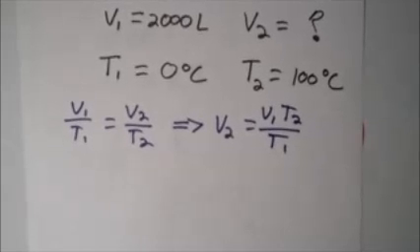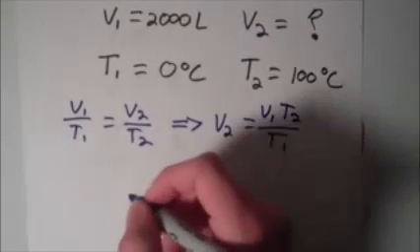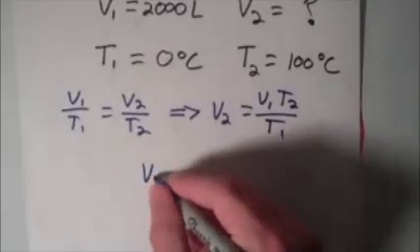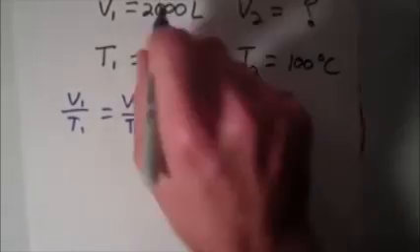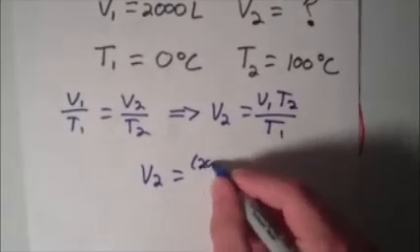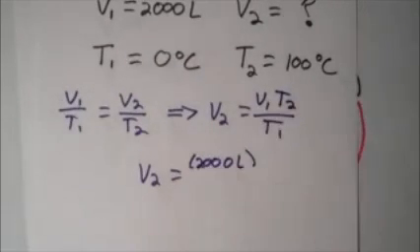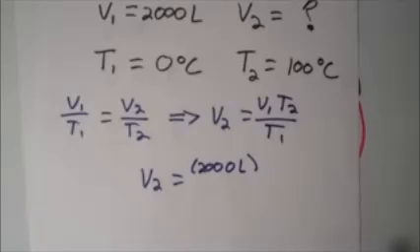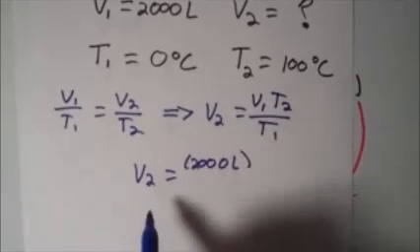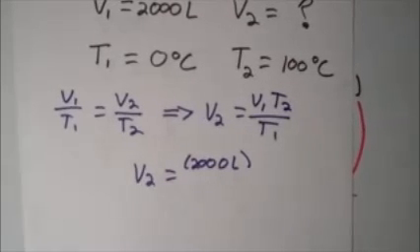So I'm just going to plug it in. V2 is equal to, let's see, V1, that's 2,000 liters. T2 is 0 degrees Celsius, but we can't put 0 in here. That wouldn't make sense. That would just give a volume of 0. And the reason why is because anytime you're working with gas laws, it doesn't matter which, you need to use absolute temperatures. So the temperature scale that you have to convert to is the Kelvin scale.